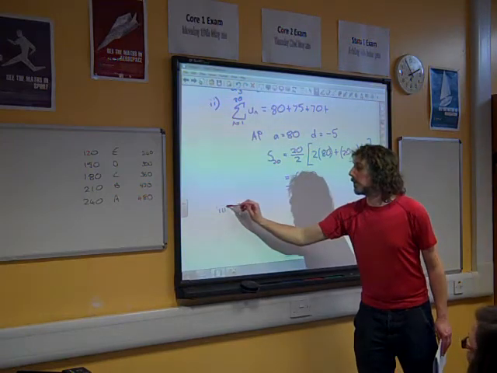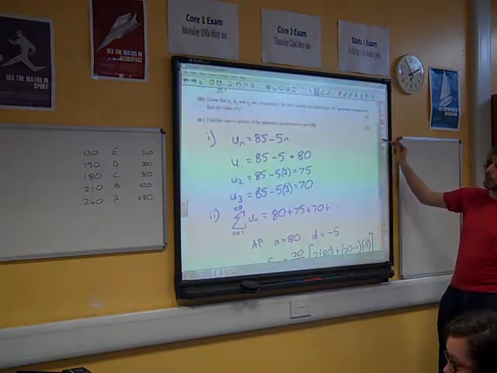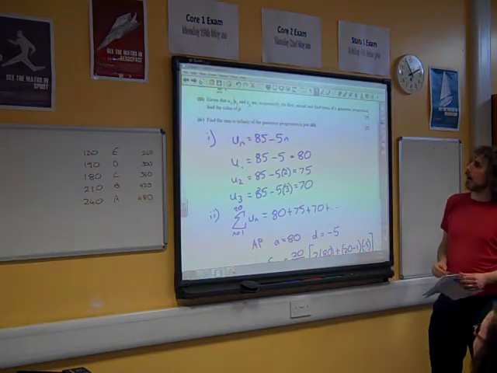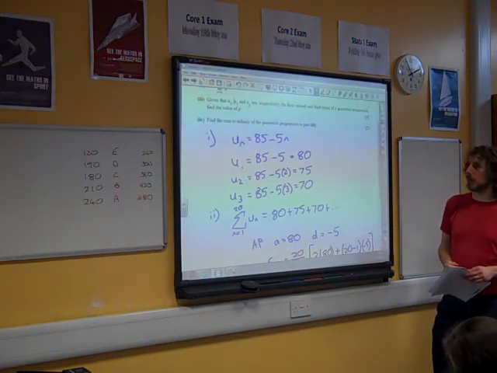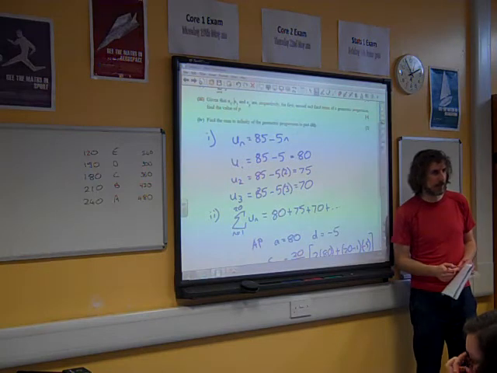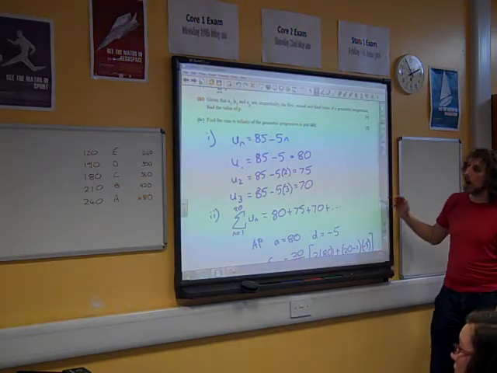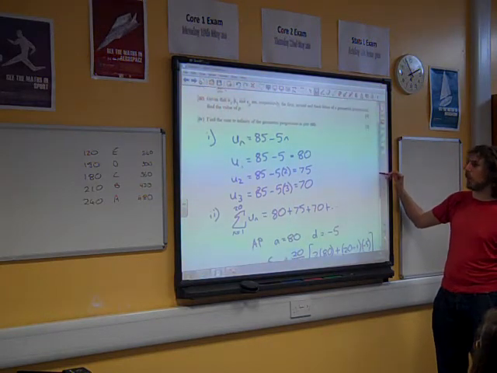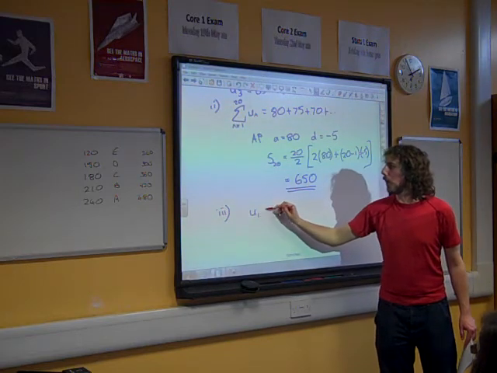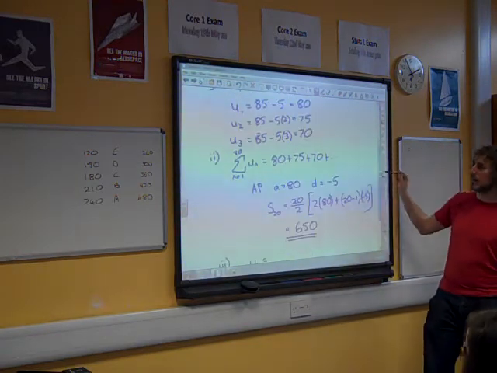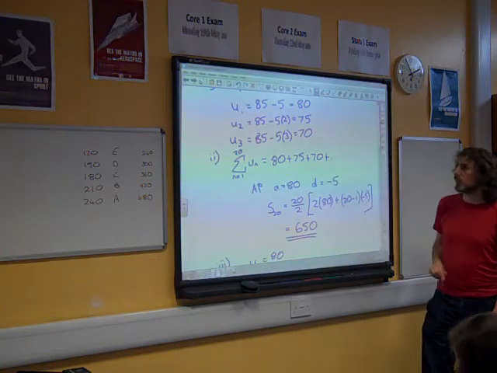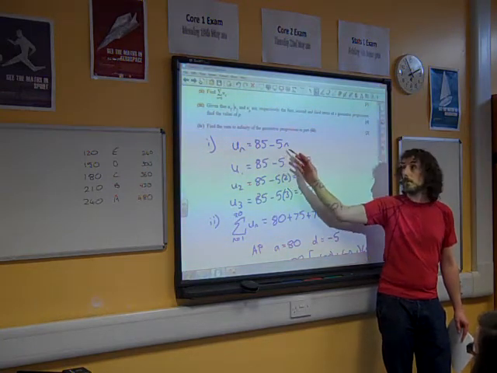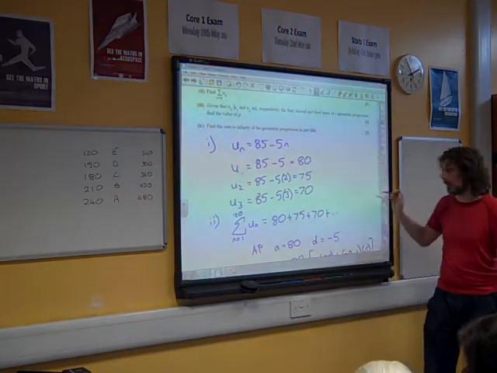Okay, part 3. Given that U1, U5 and Up are the first, second and third terms of the geometric progression, find the value of p. Okay? Well, let's just try and work out what this says to start with. It says U1, U5 and Up. Well, U1, we know what U1 is, don't we? U1 is 80. U5, well, we've got this formula for it, so let's just double check and say U5 would be 85 minus 25, so that would be 60, wouldn't it?